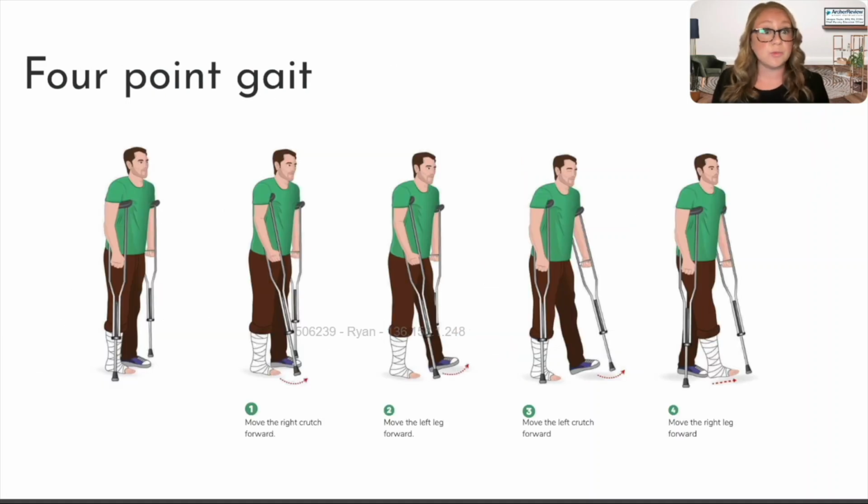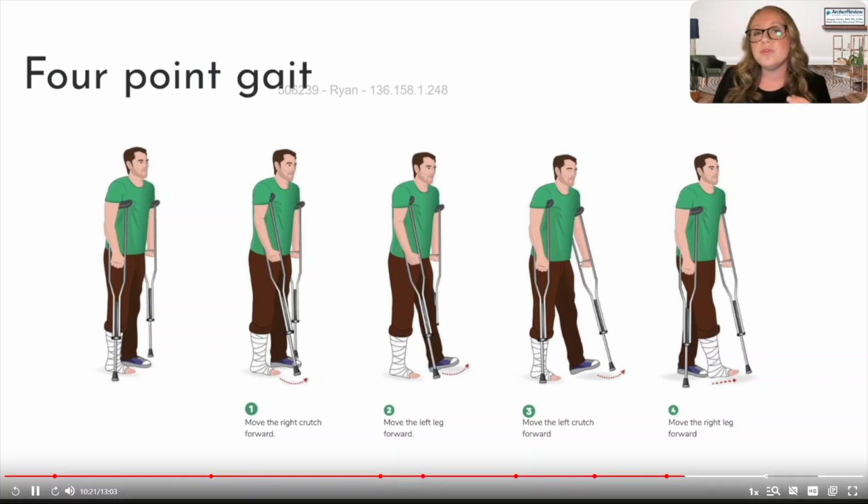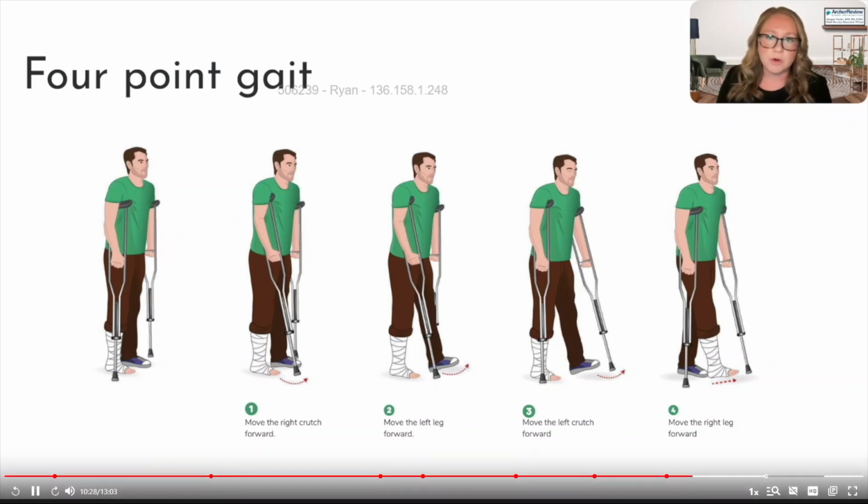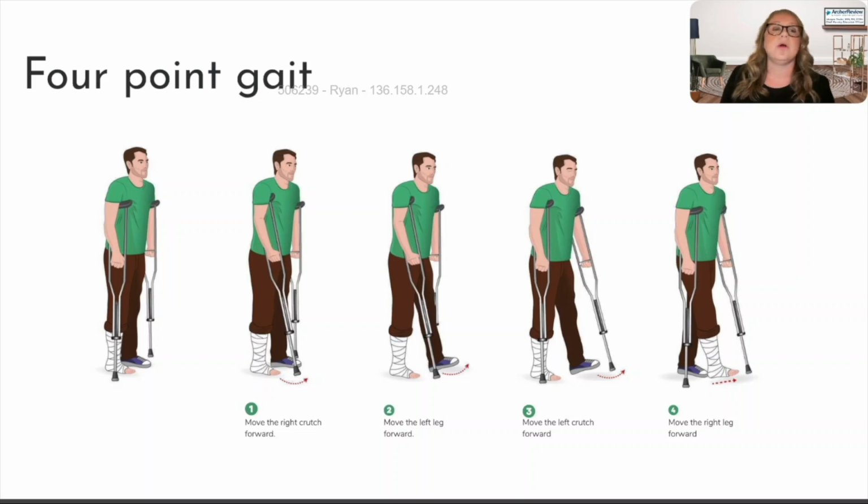Last but not least, we have something called the 4-point gait. As you can probably guess, this is where we have 4 points of contact on the ground. It's similar to the 2-point gait in that it follows our more natural walking stance, but we only move one extremity at a time. So instead of going right leg and left arm forward together, we are going to go right leg forward, left crutch forward, right, and then left leg forward, right crutch forward. Only one thing moving at a time.